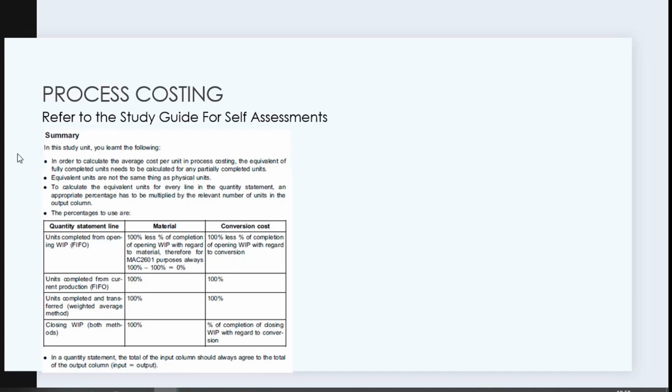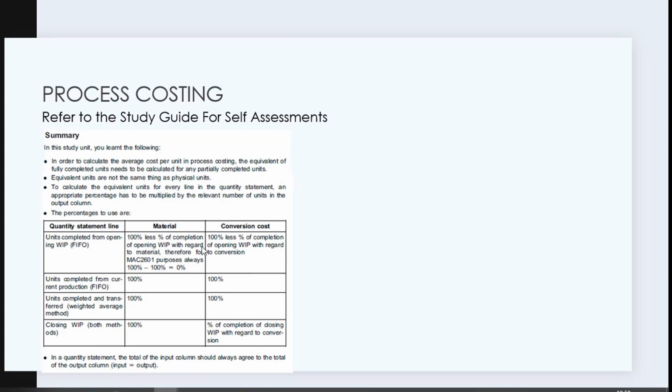The summary of today: it's in your study guide, it's important to know how you treat your material under the specific inventory valuation method. Under first in, first out, material is 100%, and under conversion 100%. Same with weighted average, closing WIP. But when it comes to conversion, we're always looking at the completion percentage of those closing WIP.